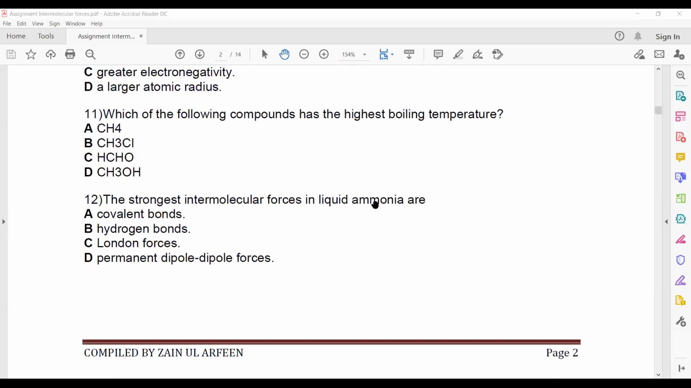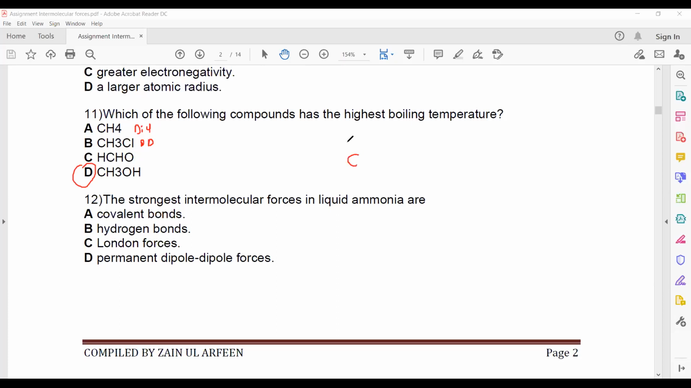Which of the following compounds has the highest boiling temperature? Methane, chloromethane, methanol. So the correct answer is D. Why? Because look, methane will have dipole induced dipole force, DID. Chloromethane will have dipole-dipole force, DD.